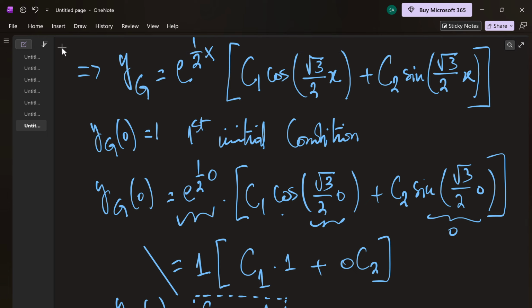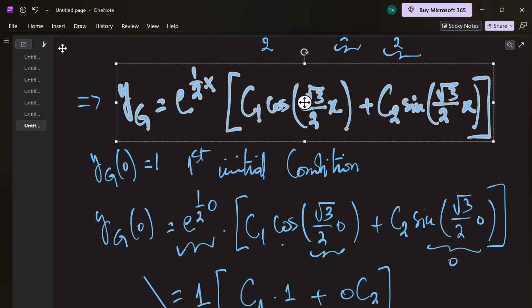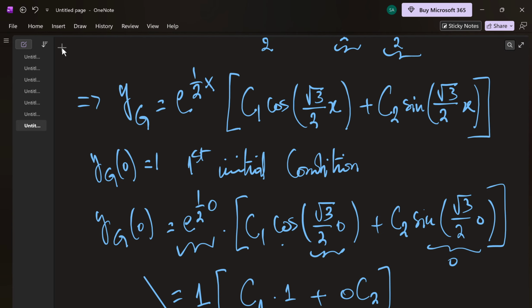So now we compute the derivative of our general solution. Let's copy it first.